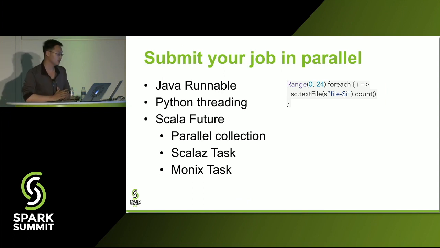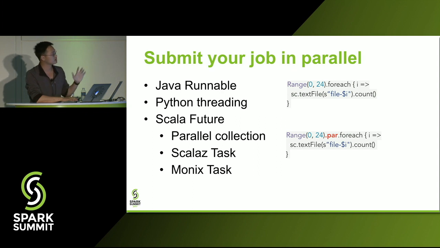So there are multiple things you can do. Submitting your jobs in parallel means you are submitting multiple Spark jobs on different threads on your Spark master node. This actually doesn't speed up your calculation. It simply makes your job submission happen in parallel. And the common techniques are quite mature already: Java's Runnable, Python's threading, Scala's Future. In Scala, without using Future, you can actually use something called parallel collection, which gives you a very primitive way of implementing that. And also there are libraries like Scalaz and Monix, which provide some wrapper around it. But after all, this is the simplest version, 4 characters more, and you get parallel submissions.